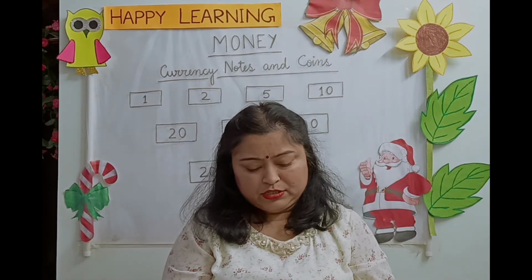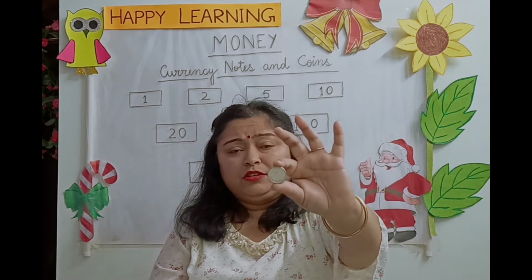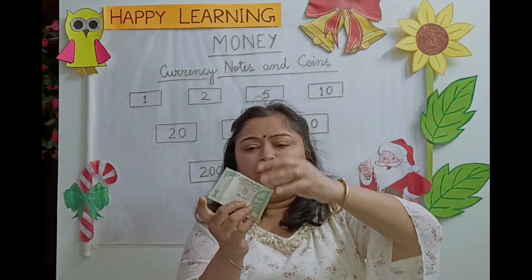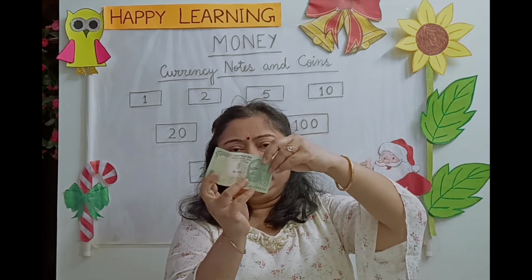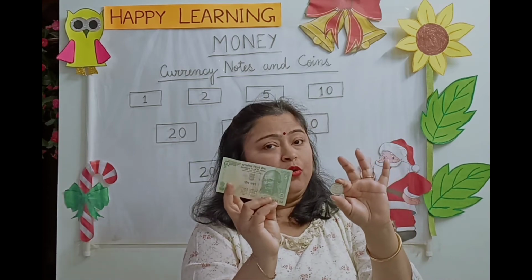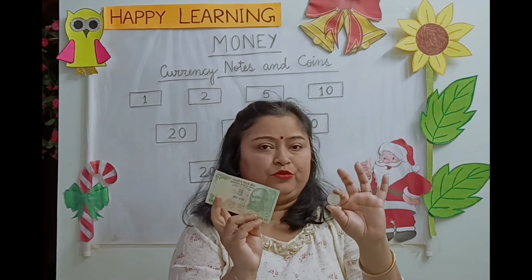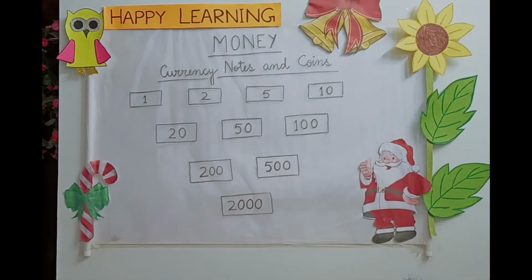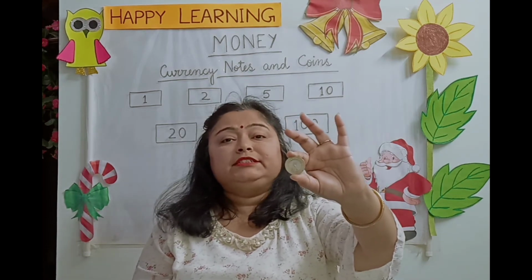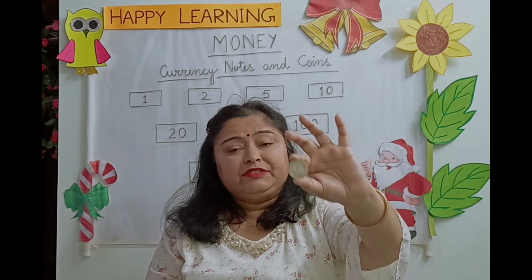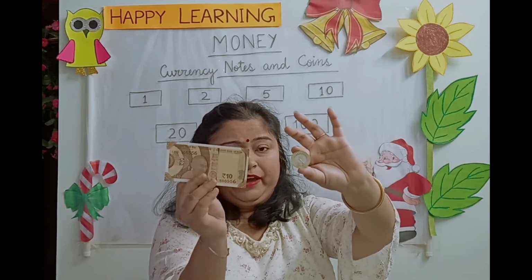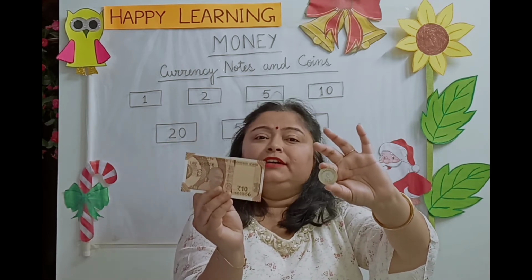Now we use a 5 rupee coin also. See, this is a 5 rupee coin and this is a 5 rupee note. Again, both have the same value. See, this is a 10 rupee coin. This is a 10 rupees coin and this is a 10 rupees note. Okay? And both have again the same value.